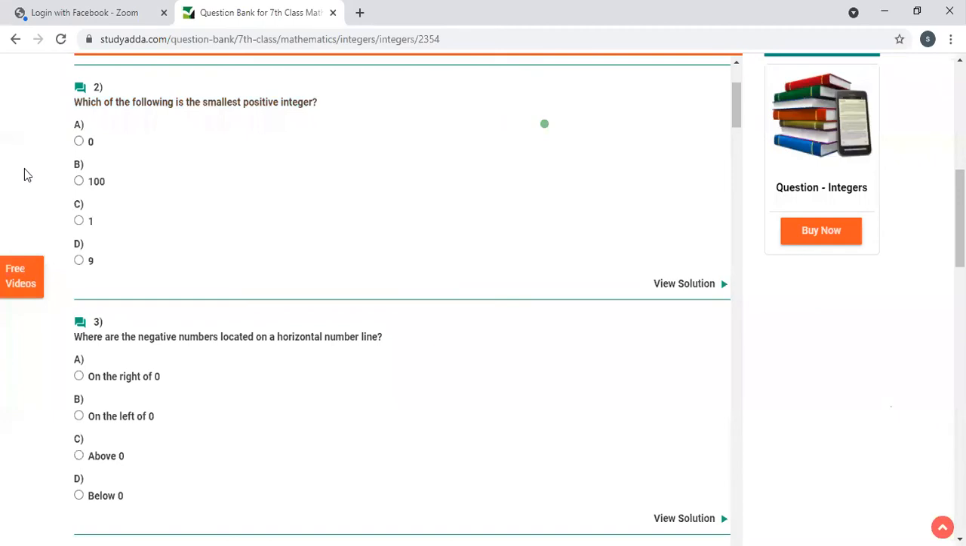So we will go for the next, where are the negative integers, numbers located on the horizontal line? On the right of 0, on the left of 0, above 0, below 0. On the left of 0. Left of 0. Yes, this is the answer.